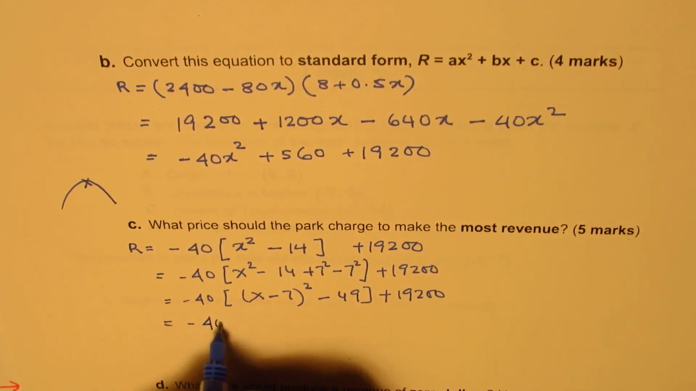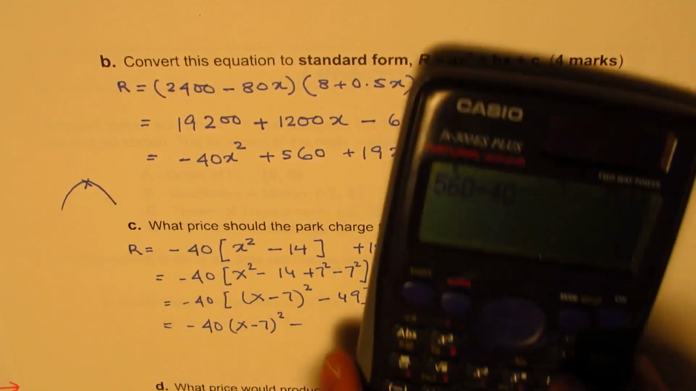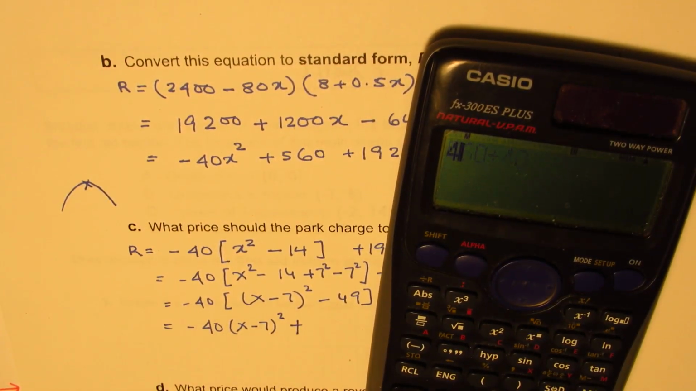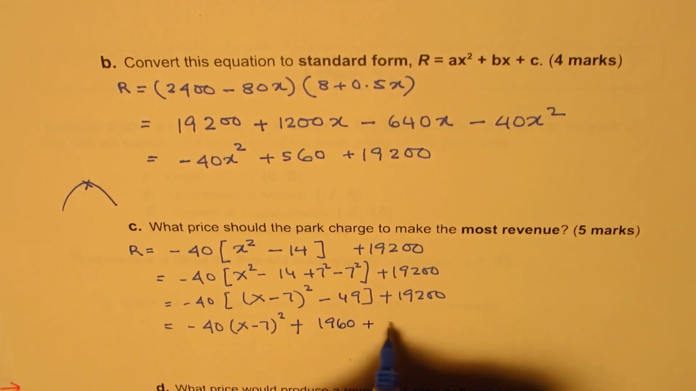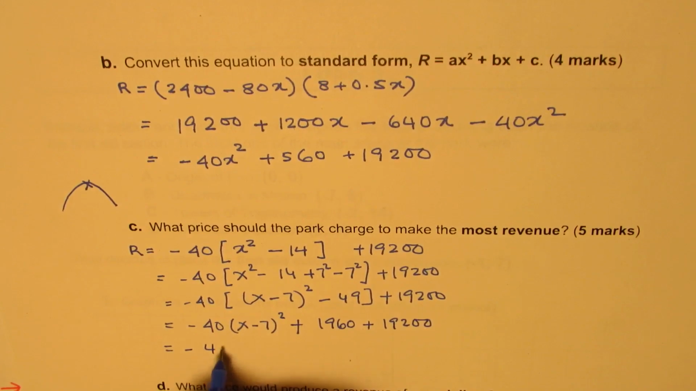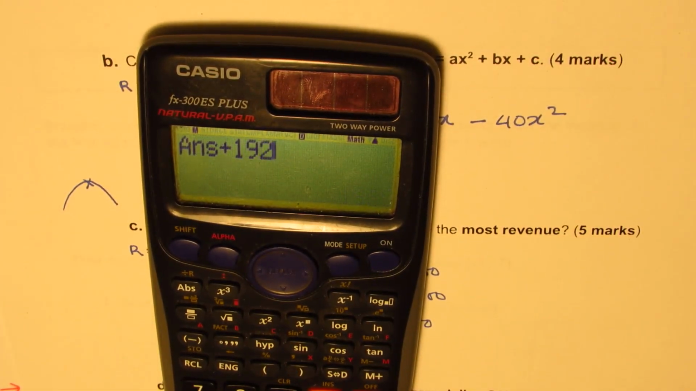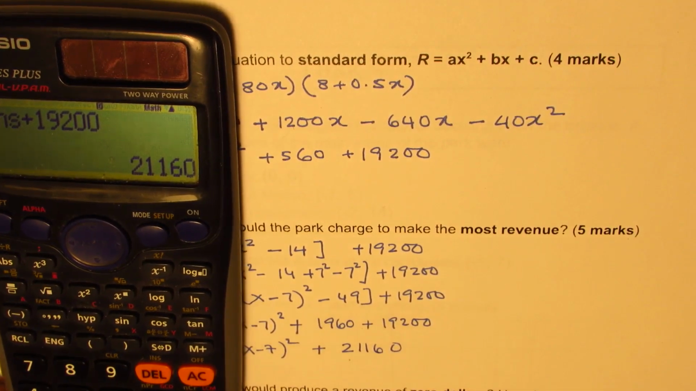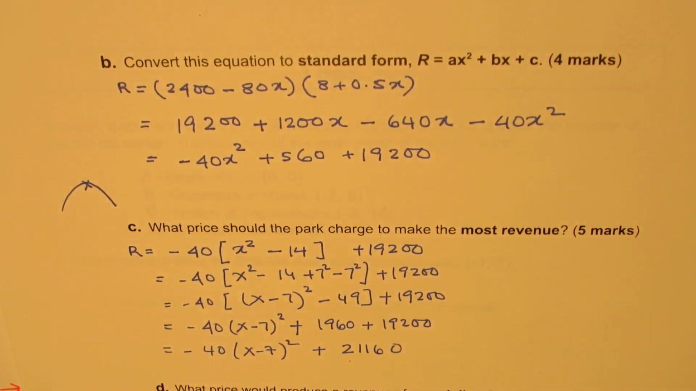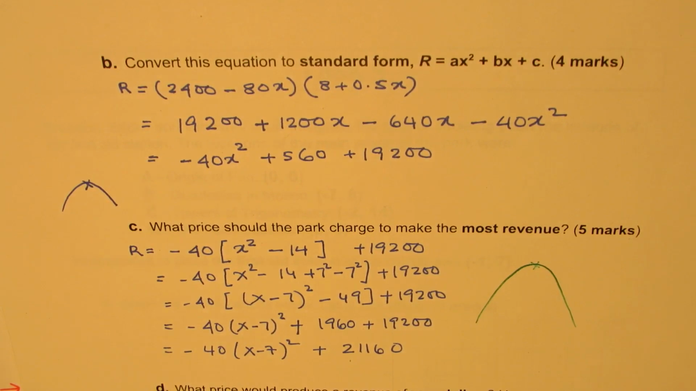Let's open this bracket. So we get minus 40 times x minus 7 whole squared, minus 49 times 40. Let's do it. It becomes a positive sign, right? So we have 40 times 49, which is 1960 plus 19,200, and that gives us minus 40 times x minus 7 whole squared. Let's add these two. We'll add 19,200, 21160. So we get the equation in vertex form, which could be graphed kind of like this, correct? Where we do have a maximum, and this maximum will occur when x is equal to 7.